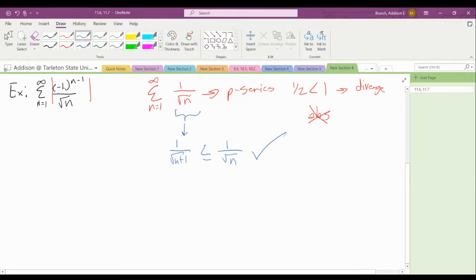And then we now have to check our second criterion, which is that our limit goes to 0. If we take the limit as n approaches infinity of 1 over square root of n, we get 1 over infinity, which is 0. So therefore, our second condition is met. So we can say that this series right here is conditionally convergent.